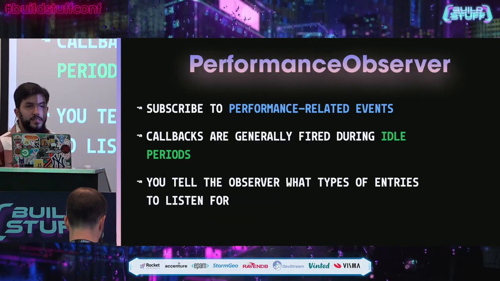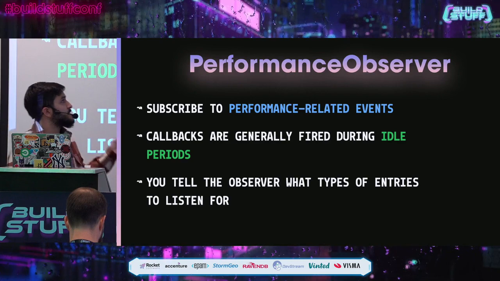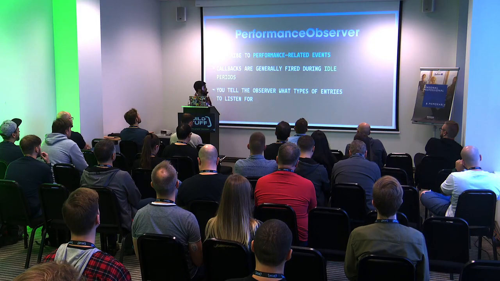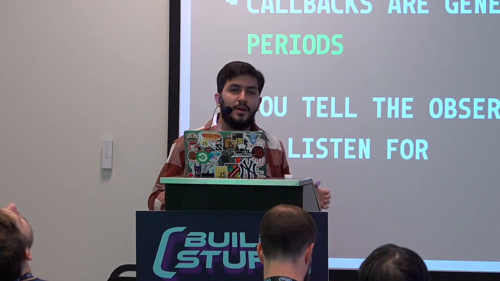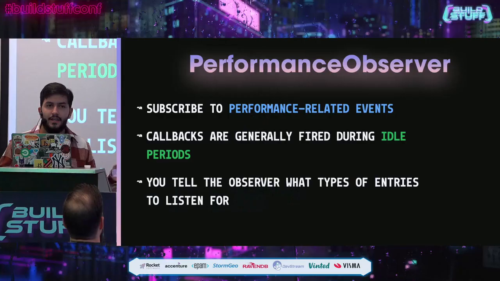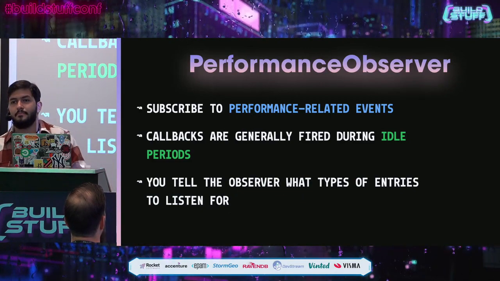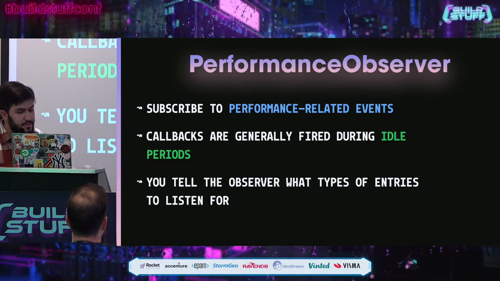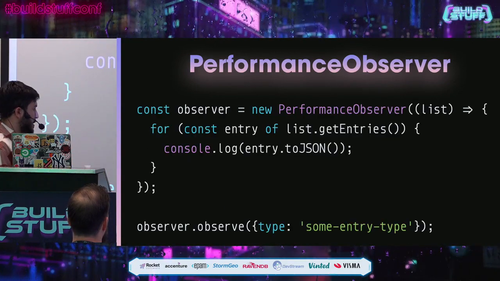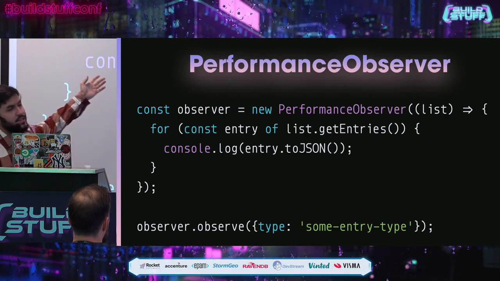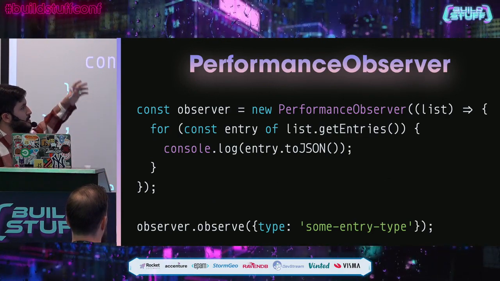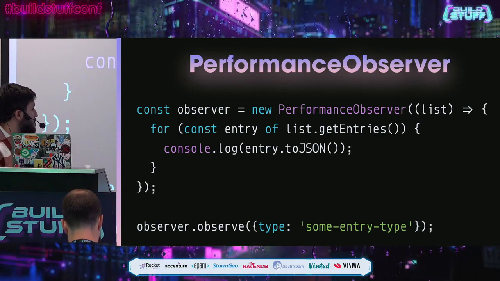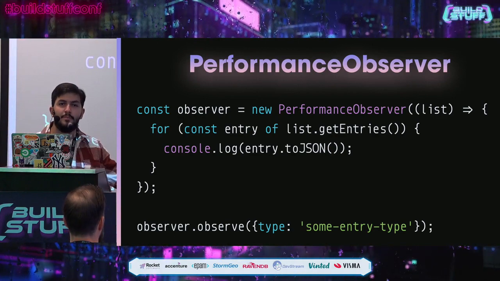The second one, and it's probably the most important one, is the PerformanceObserver, because it's going to be the basis for a lot of the other APIs we're going to discuss. Basically, it allows you to subscribe to a lot of different performance related events, and most of them are callbacks that happen when the browser's idle. You instantiate a new PerformanceObserver and add your logic inside it, and then after you have the observer, you call observer.observe and choose one type of entry.